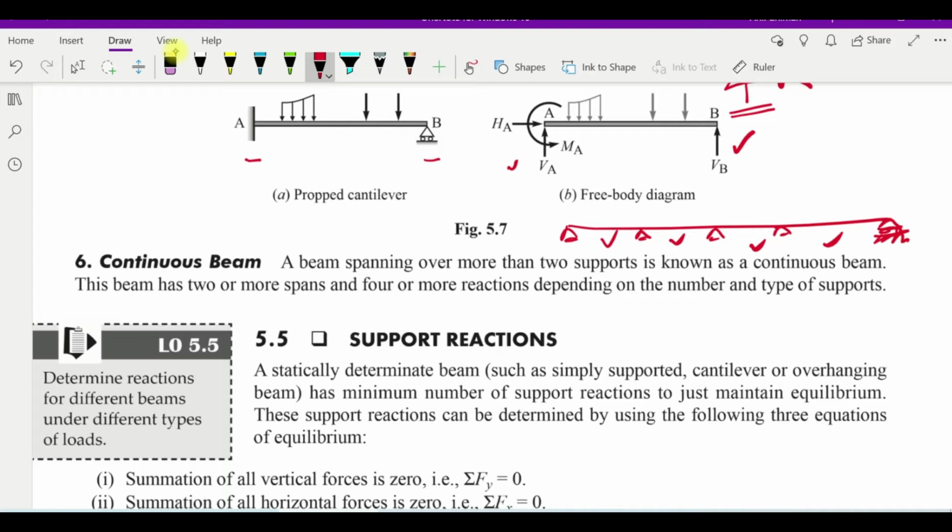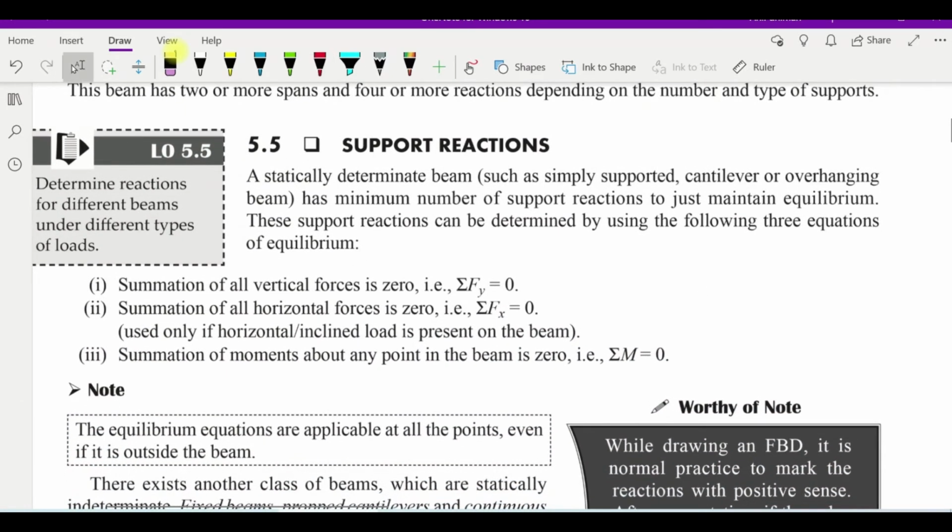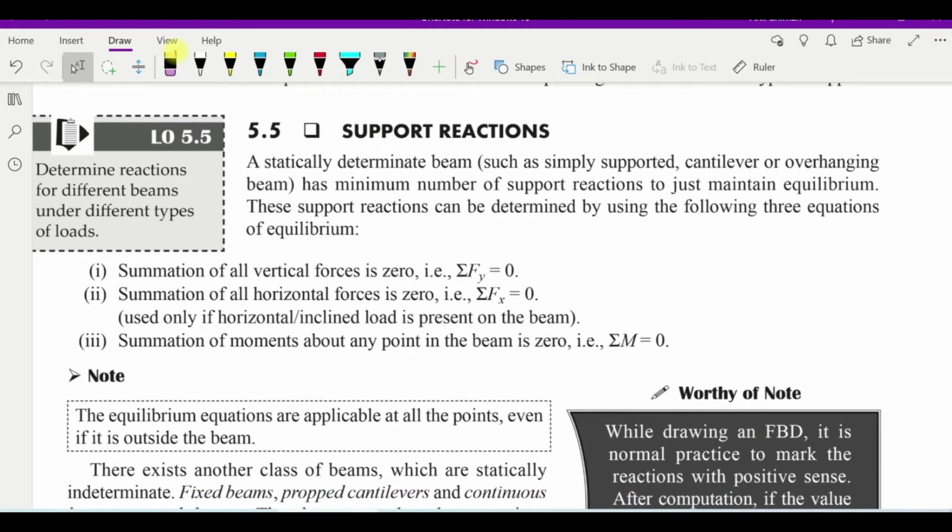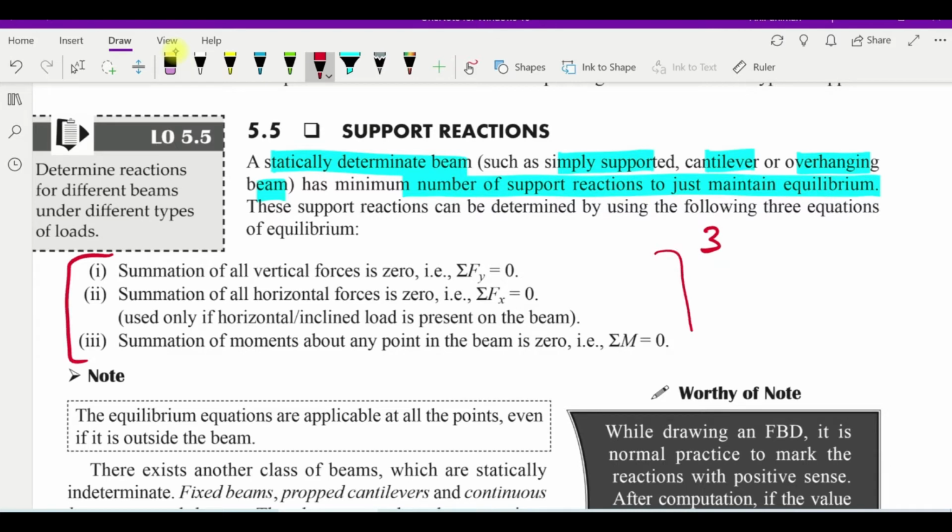Now we have discussed the various support reactions. How can we calculate these support reactions? These support reactions can be calculated using equilibrium equations. And a statically determinate beam, such as simply supported, cantilever and overhanging beam, has the minimum number of support reactions to just maintain equilibrium. There is no extra support, there is no redundancy, no extra reactions. And in the case of 2D beams, the number of reactions is 3, because we have 3 equations of equilibrium with us, so we can find only 3 unknowns.